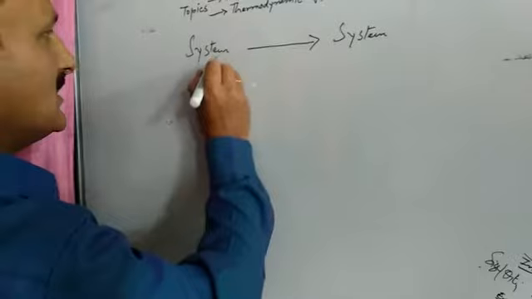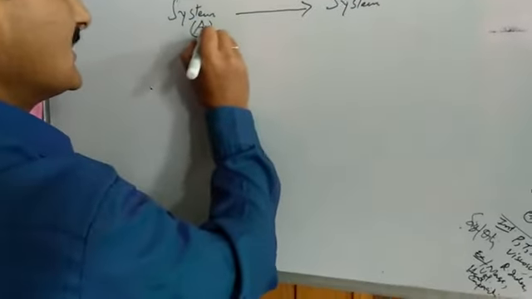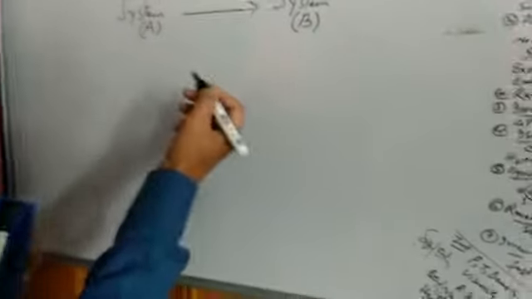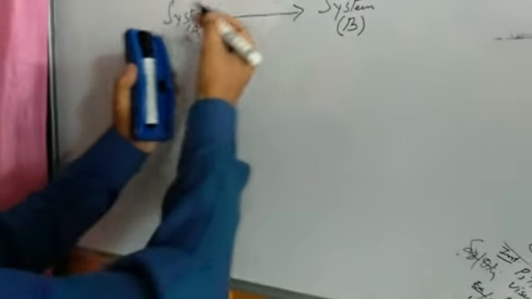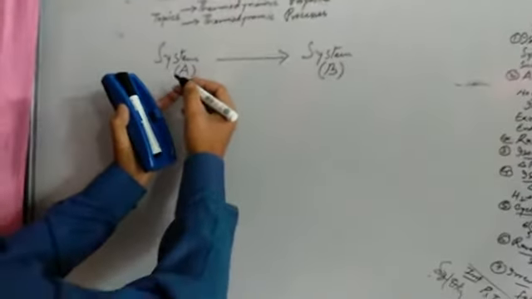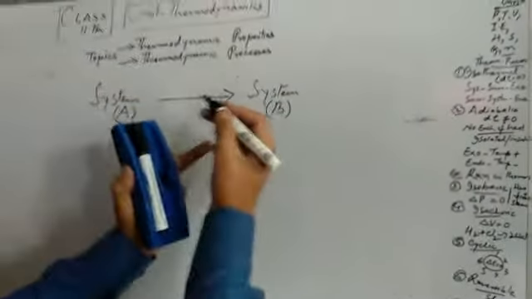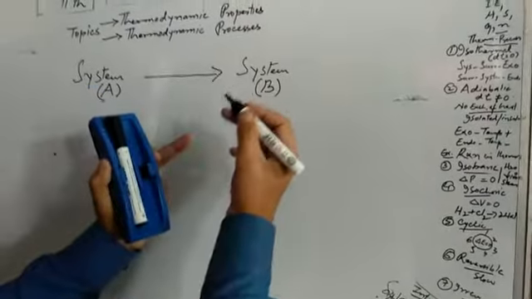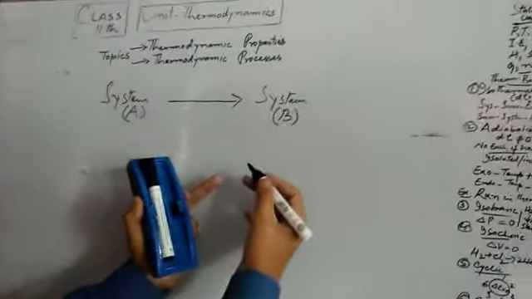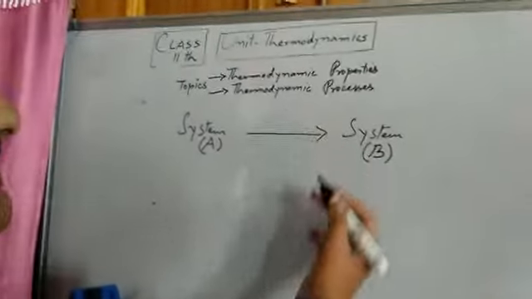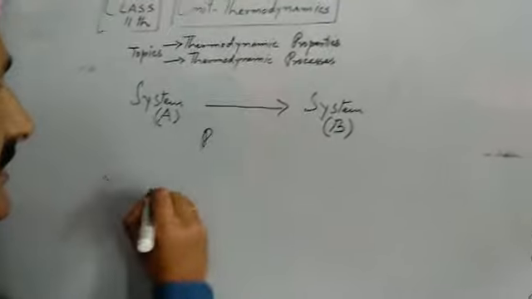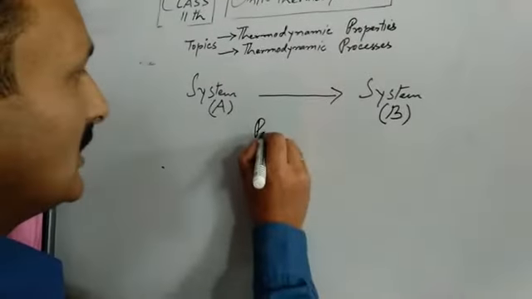This is system A, it is getting changed to system B. Now what happens? During the process when a system changes from one form to another, one state to another, certain changes are observed. Certain changes take place during the process. For example, there can be change in pressure. There can be change in temperature.